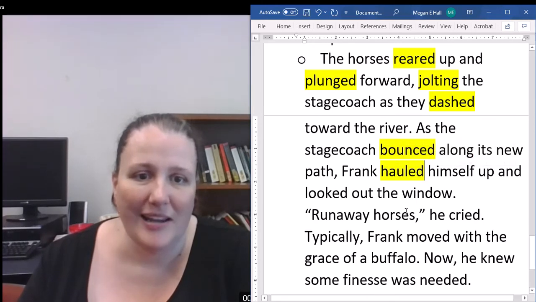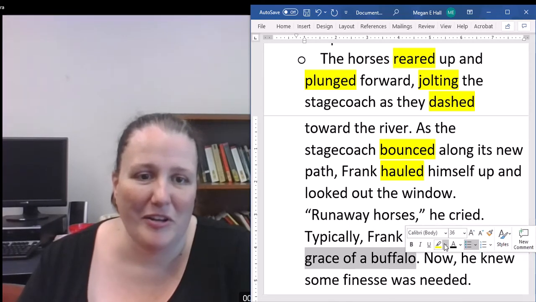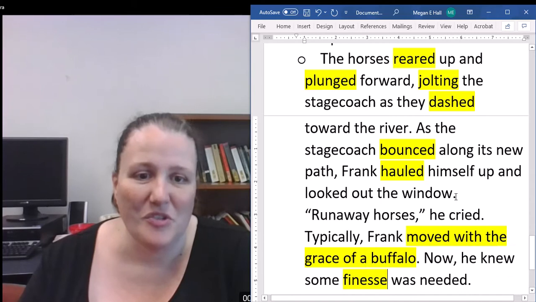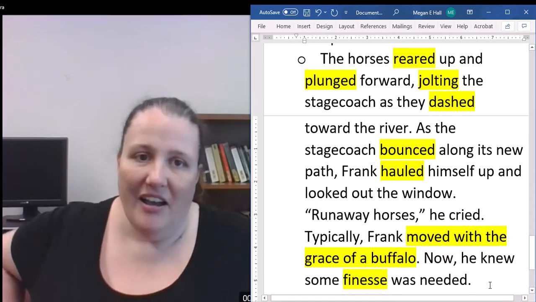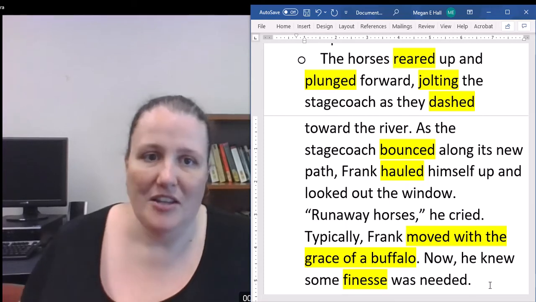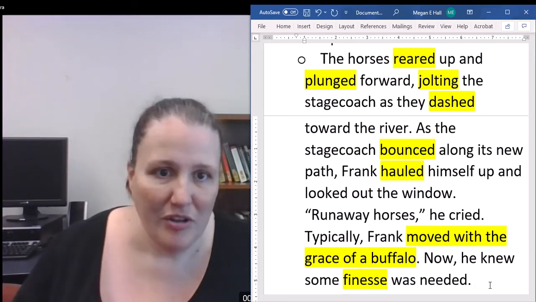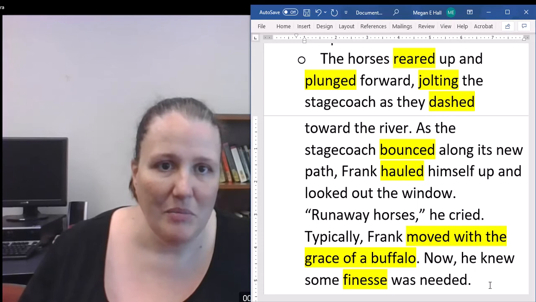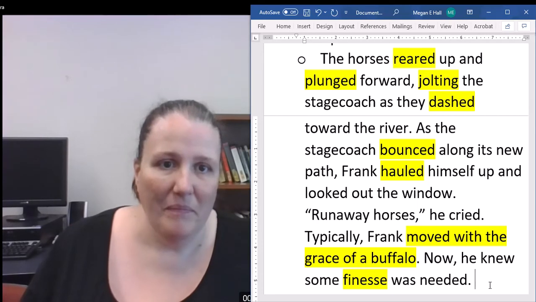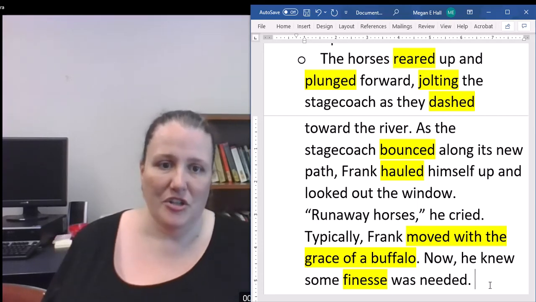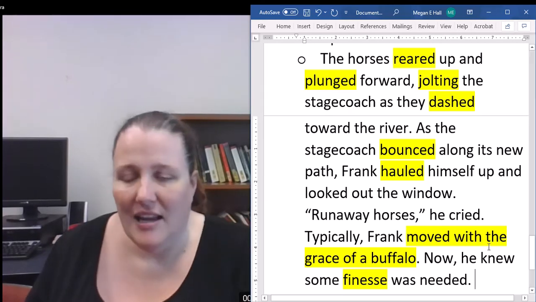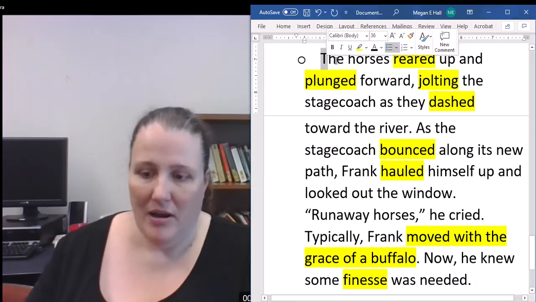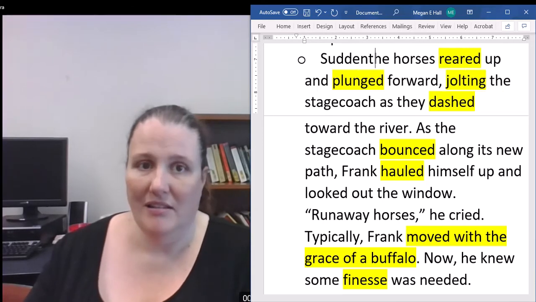Maybe he was drinking and sleeping before. We don't know. We have that typically he moved with the grace of a buffalo, and now he needs finesse. So a lot of different words to describe what's going on. Action words, right? They don't move. Do I have swiftly in here someplace? I don't, because I have they dashed, right? If I had moving swiftly, I might take that out. And I probably want to have something like suddenly.